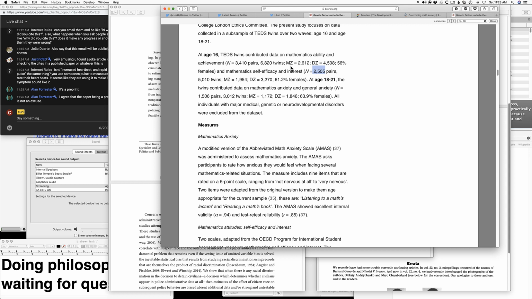Okay, wait. What the fuck? They get their achievement data, their self-efficacy data, and their interest data at age 16. And then they get their anxiety data at age 18 to 21, like 2 to 5 years later. They're measuring things years apart that they're trying to connect. Jesus. Usually it's not that bad. Usually they get the data at roughly the same time, like a few weeks apart or something.